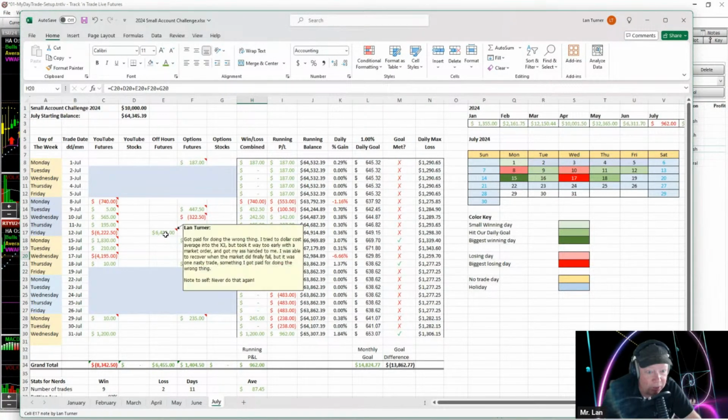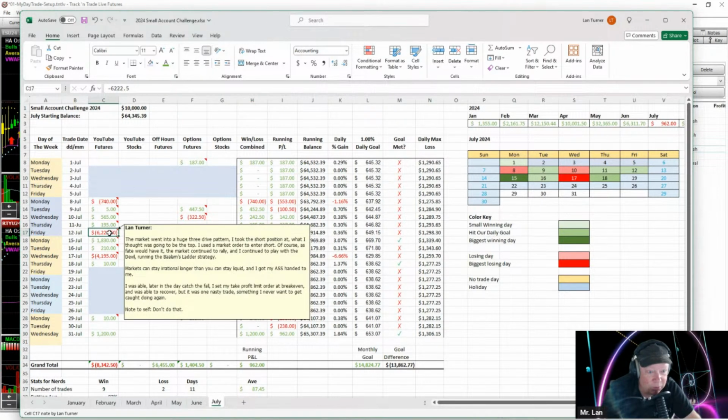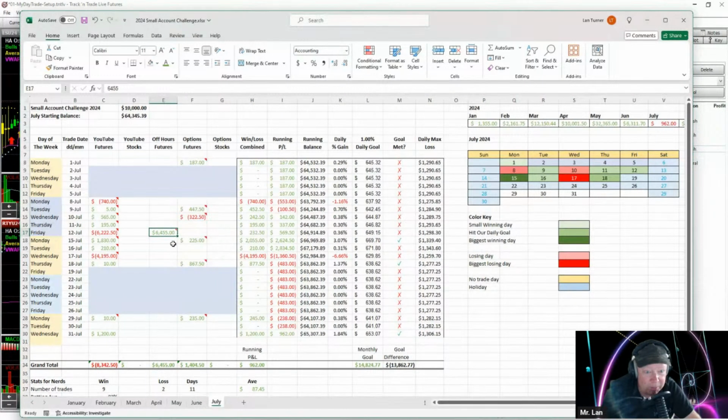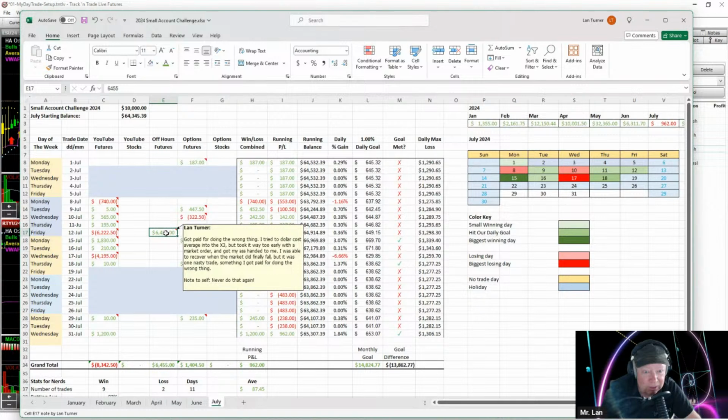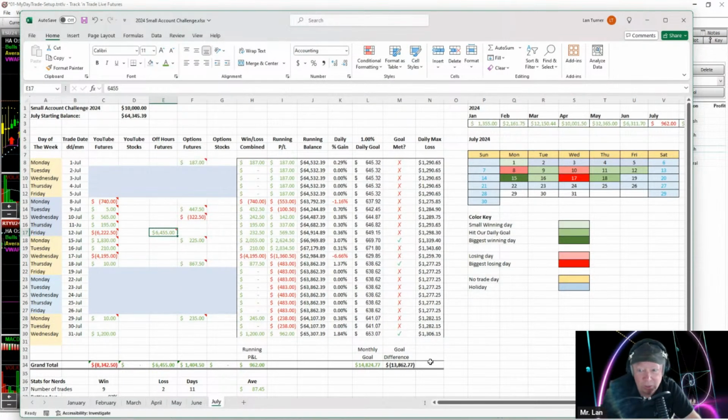We had a good day here. What was this $6,000? Got paid for doing the wrong thing. I tried to dollar cost average into the extra. Oh, that's where I dollar cost averaged in the morning, and then in the afternoon, I made it back. So anyway, that was a real struggle. I can't remember what we did on Tuesday.